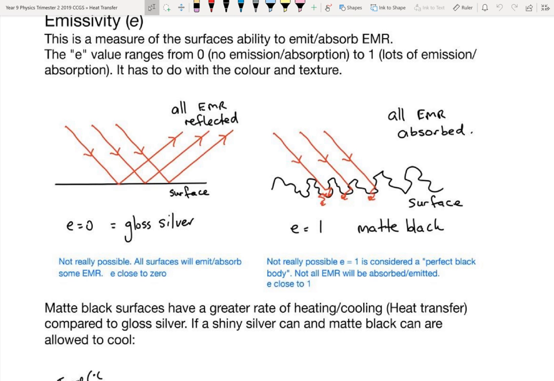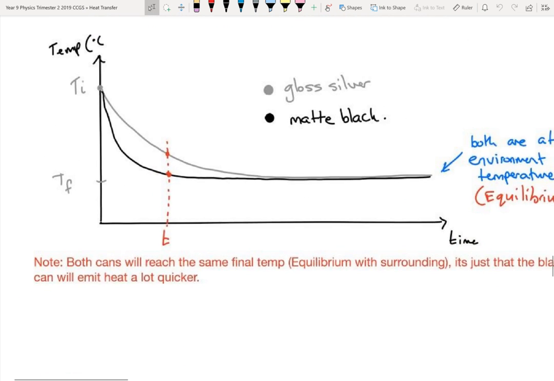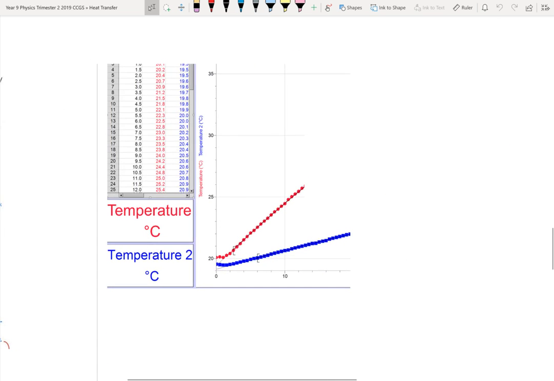It's a bit weird to think that a matte black object would emit more infrared than a gloss silver if they're at the same temperature. Okay? But that's what happens. If I had the time, and maybe tomorrow if I get my act together, we could remember the experiment where we heated those two up and we got that curve over here? We got that curve, right?